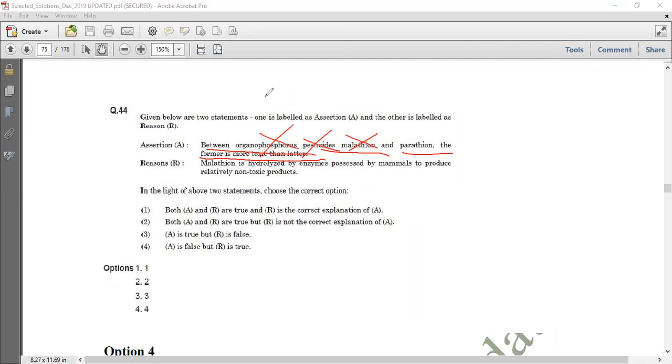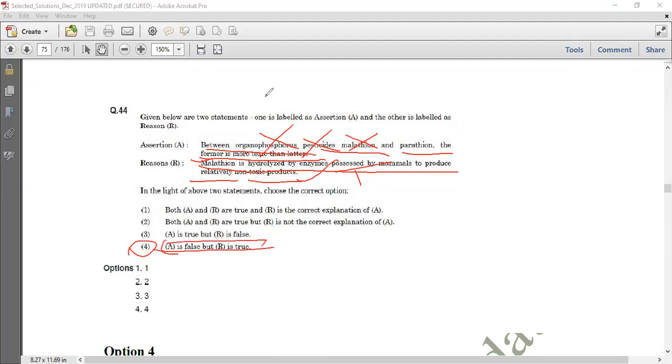Then second, that malathion is hydrolyzed by enzymes possessed by mammals to produce relatively non-toxic products. Yeah, this is true because we explained that the byproduct formed by the hydrolysis by the enzyme, some of the mammals have this, produces relatively non-toxic products. So the byproducts formed by the hydrolysis of malathion are relatively non-toxic. So that's why it is less toxic with respect to the mammals, right? So the second statement is true. So according to question 44, the correct option is fourth, where A is false and R is true.